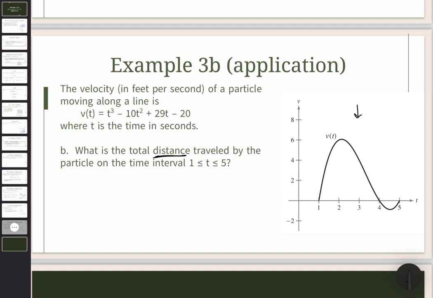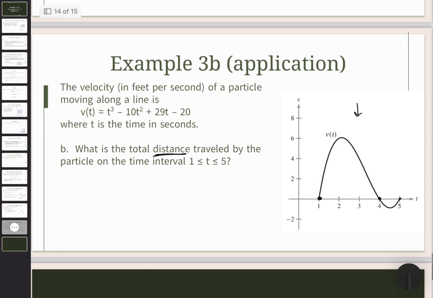But when I'm finding distance, I need to figure out what the zeros of this function are. So I have zeros at 1, 4, and then 5 over here. Another way to think about that is where are your x-intercepts? Where do you cross the x-axis? So I have zeros at t equals 1, 4, and 5. And we can see that v of t, that function, is greater than or equal to 0 from 1 to 4. But the velocity function is less than or equal to 0 from 4 to 5.